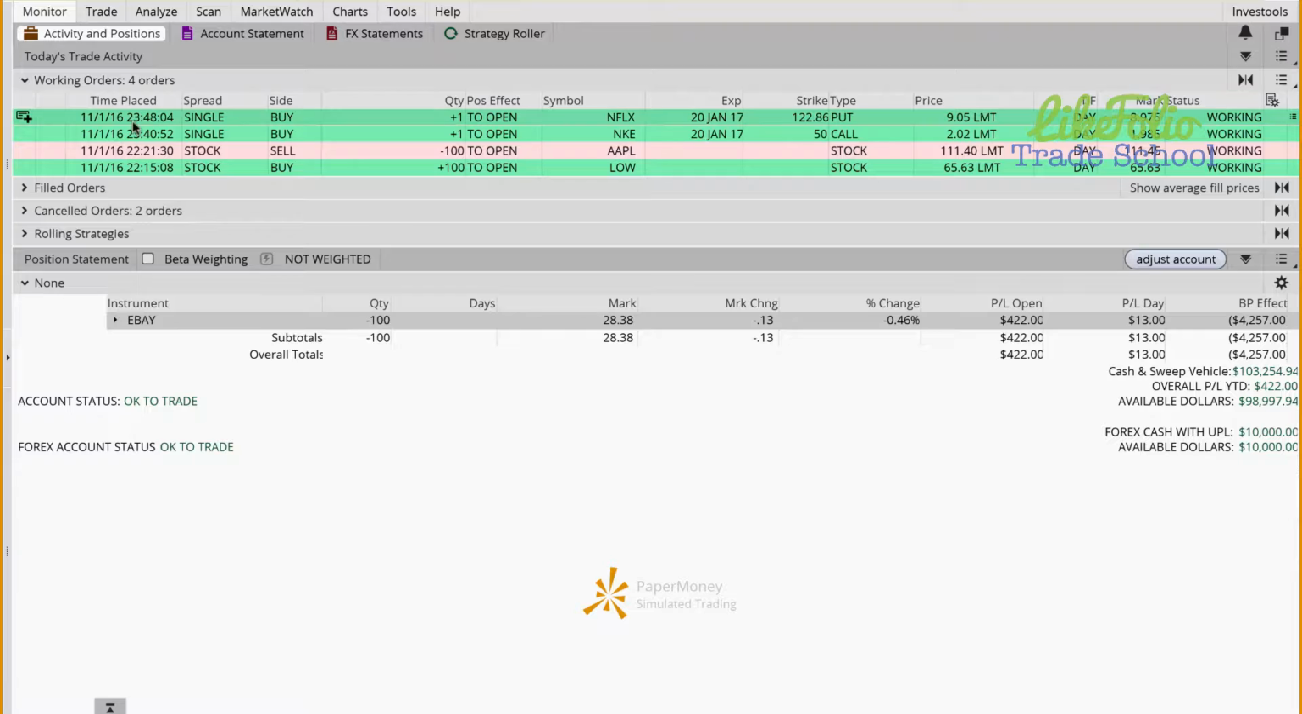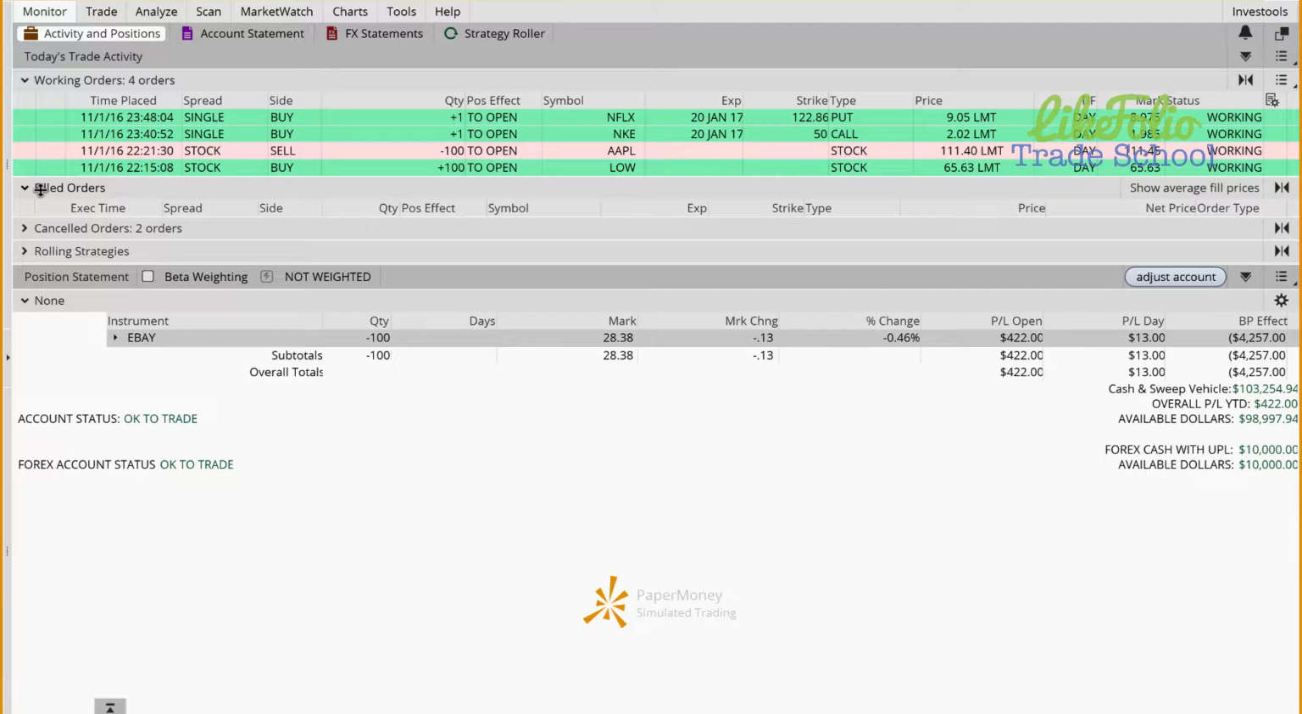Go over here to the monitor tab. Here it is. Tells you the date and time, single, buy, +1 to open. So we're doing one contract of Netflix, 20 Jan 17, 122.86 put. 9.05 is our limit price. This is currently a working order. If the order fills, it'll go down here to filled orders. If we cancel it, it'll go down here to cancel orders. But for now, it's right here in the working order area.